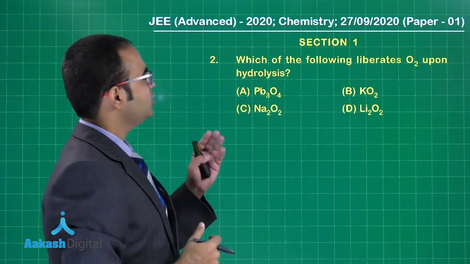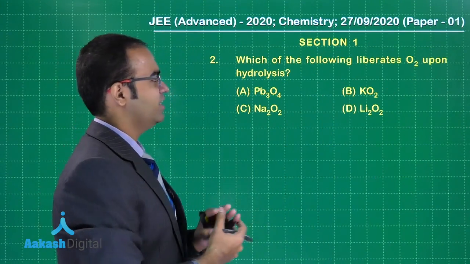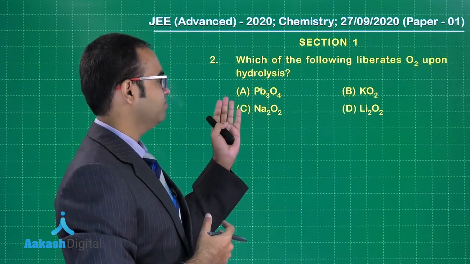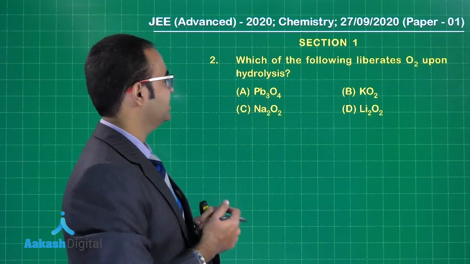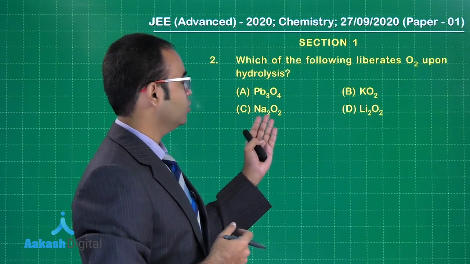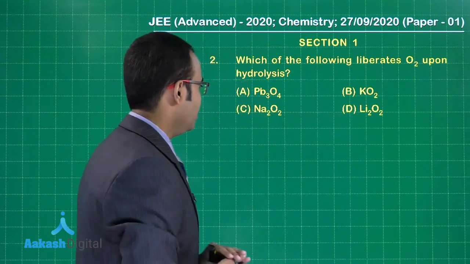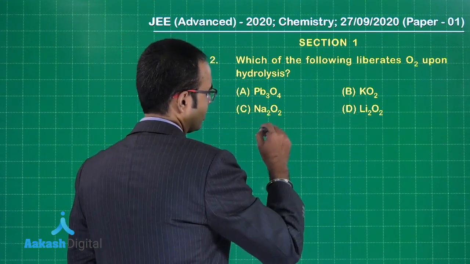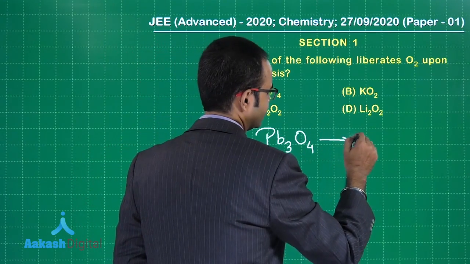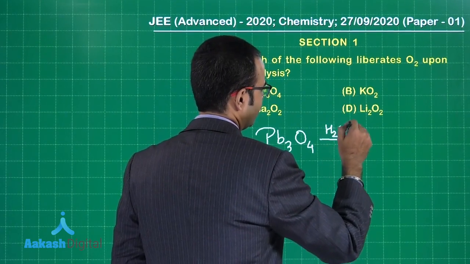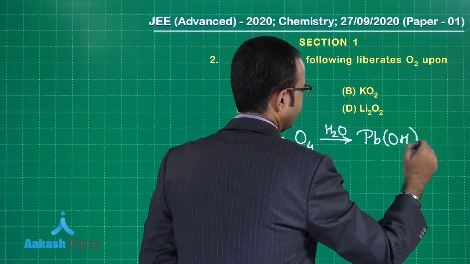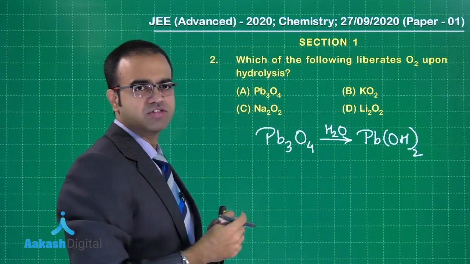Which of the following liberates O2 upon hydrolysis? So what we have is a mixed question from the S and P block: Pb3O4, KO2, Na2O2, Li2O2. So if I take Pb3O4 and carry out hydrolysis of this, adding water to this, this will give you Pb(OH)2. It will not give you oxygen gas, guys.